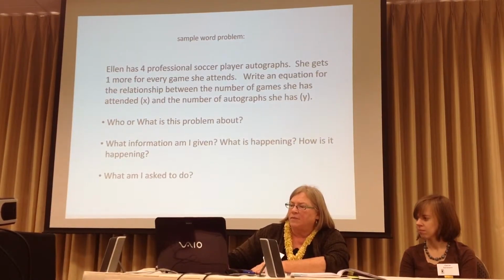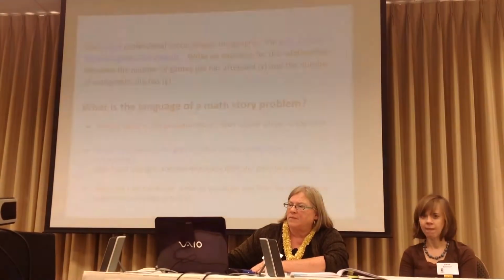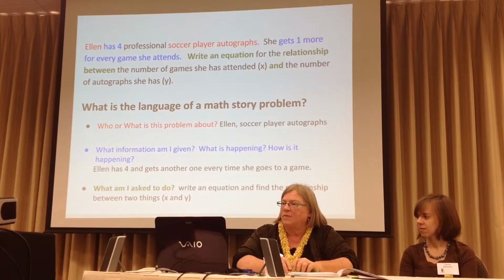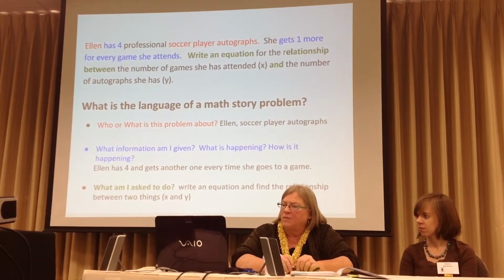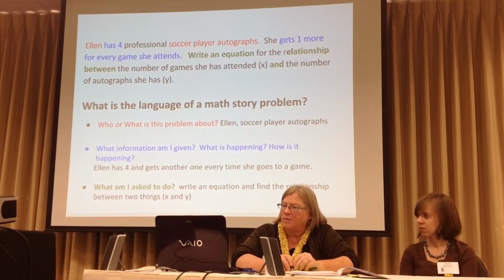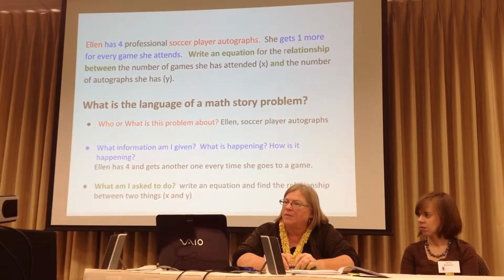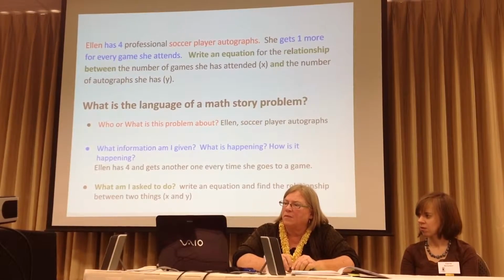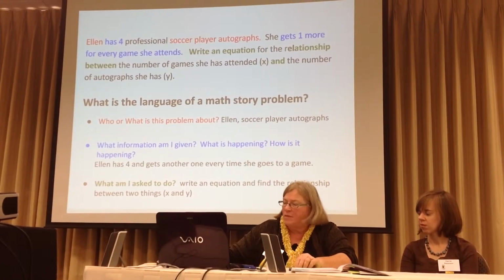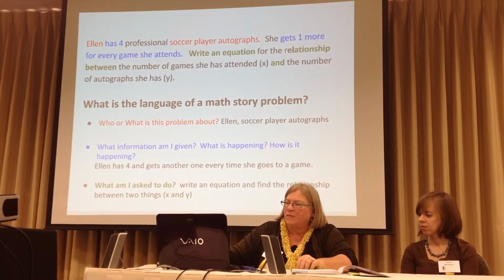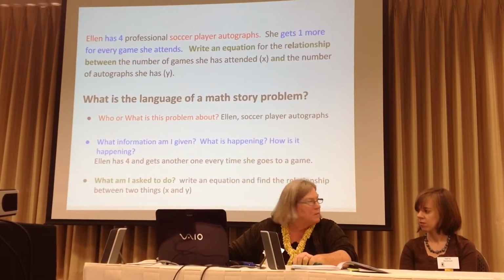And the third question, so what am I asked to do? That's kind of the math question. What am I asked to do? Well, at the end of the problem, it says, write an equation for the relationship between the number of games she has attended, x, and the number of autographs she has, y. So they go back and read this. Now they know that they are to write an equation for this relationship between these 2 entities.